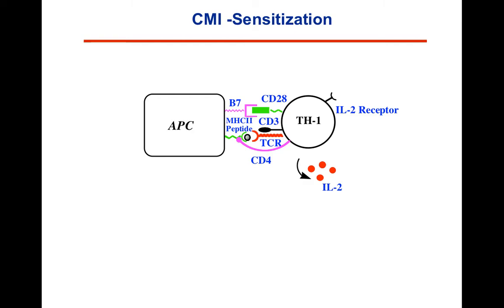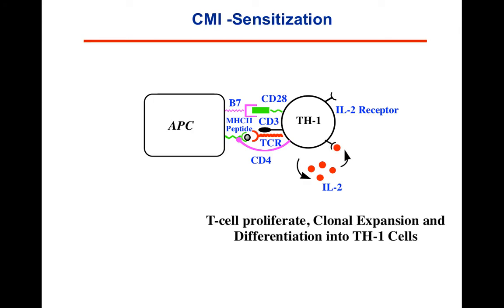Because fundamentally, if you can't produce IL-2 or IL-2 receptor, particularly IL-2 receptor, you can't respond to IL-2. So you get this consumption and then further proliferation of these Th1 cells and clonal expansion, differentiating into Th1 cells. So these guys are getting cloned out, and further expansion and proliferation has occurred.